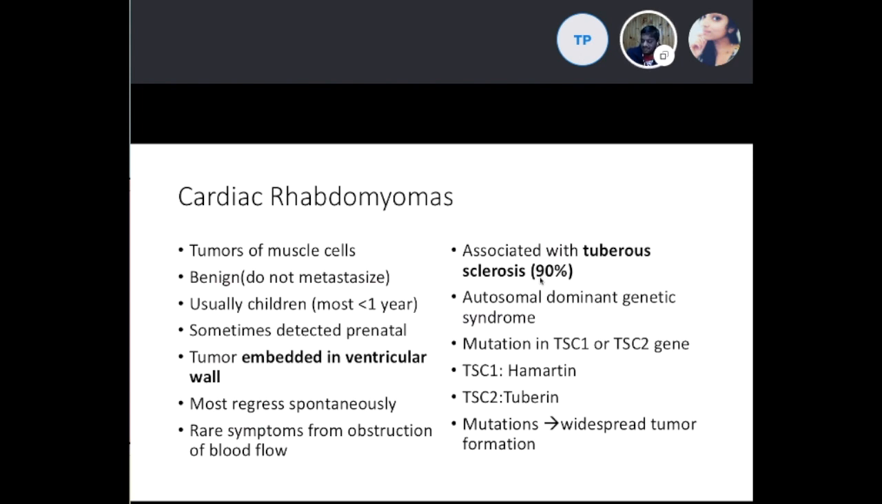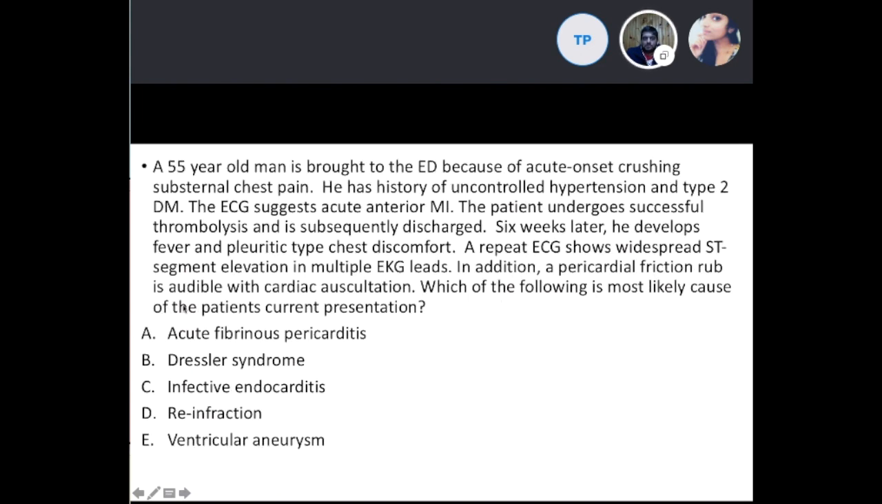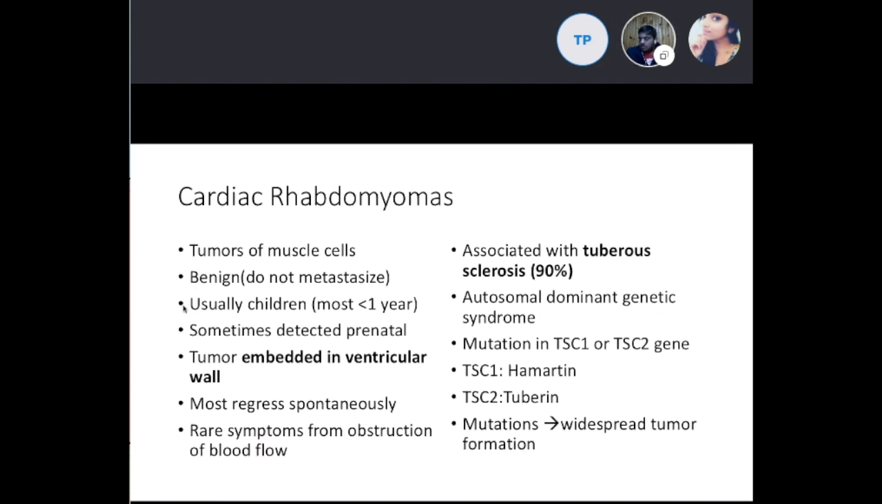So a classic sign or symptom of these patients will be a child that presents with seizures and has angiofibromas or an ash leaf spot. So that's how you can identify them, and most of those patients will have cardiac rhabdomyomas possibly. So any questions with this one?